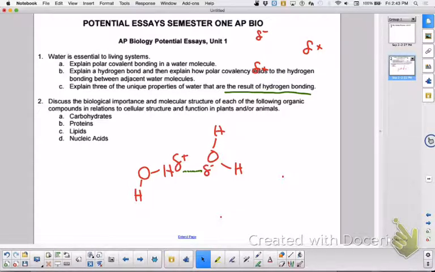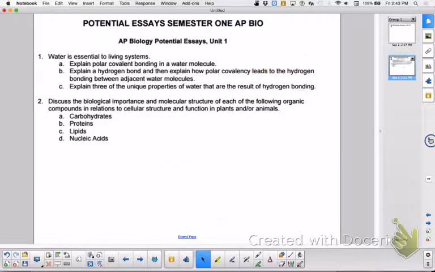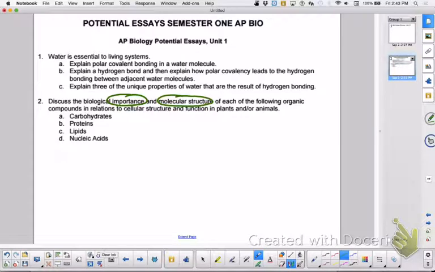All right, now come back to me once again. So that is your essay number 1. Essay number 2 says, discuss the biological importance, so why is it important, and molecular structure, how is it built, of each of these important organic molecules in relation to what? Cellular structure and function in plants and animals.